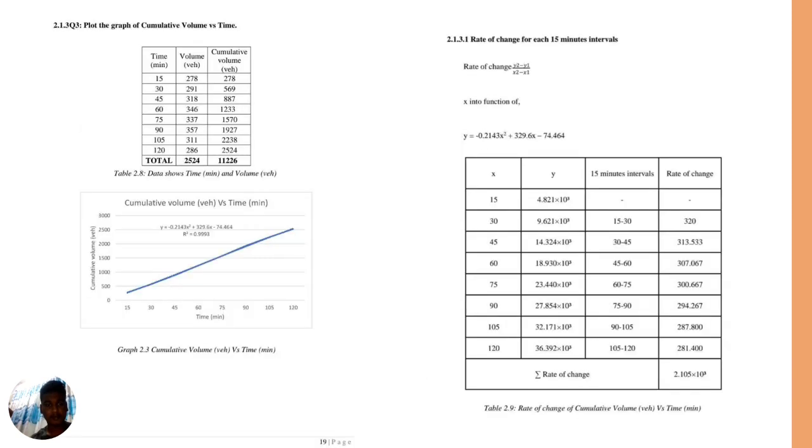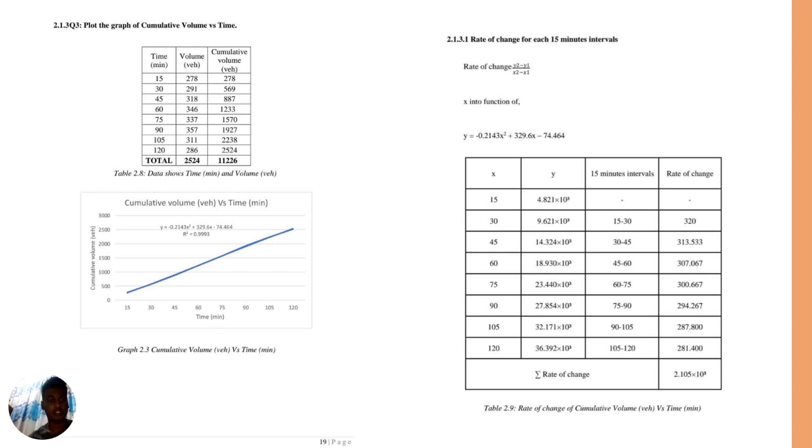After you find this, for question 3 we plot the graph of cumulative value versus time. Once you plot this graph, you will find the rate of change for each 15-minute interval. The same goes for volume versus time and average speed versus time.